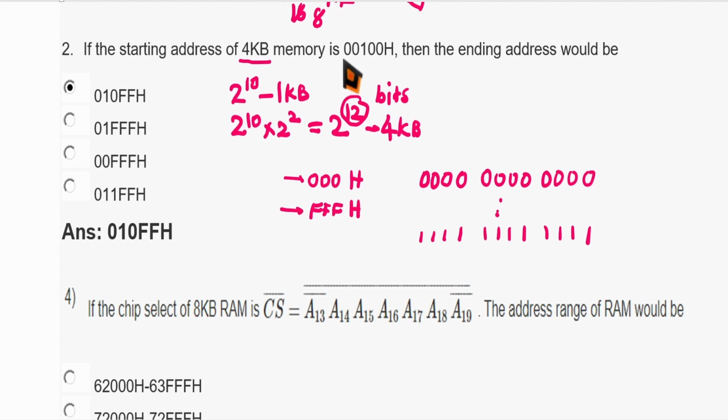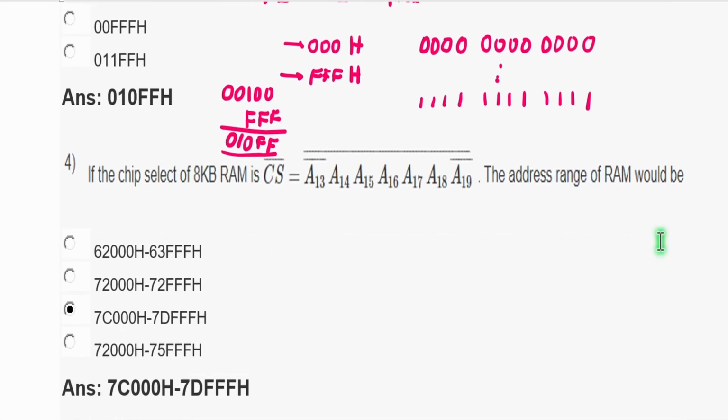But in our problem, the starting address is this one, that is 00100. To find out the ending address, you add FFH with this. So 1 plus F is 1 plus 15, that means 16. So 0, and there will be carry here, and this 0 will come here. So the ending address will be 010FF. This is the correct one. Now let us see the next question.